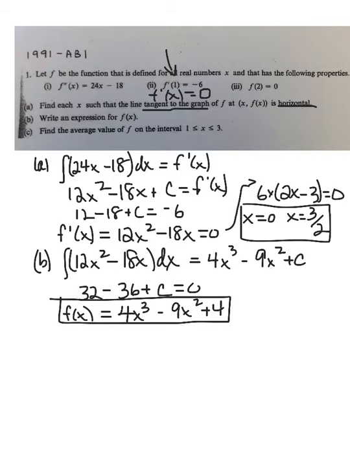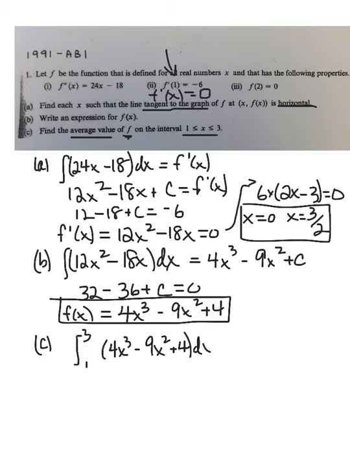All right, part C wants us to find the average value of f, and we're given this interval. So we did do this once, but we did it just on one question. For the AP questions, an average value means that we should integrate. We have an interval, so now we have bounds, and that interval would signify what our bounds are. Then we're integrating f of x, so that would be 4x cubed minus 9x squared plus 4.